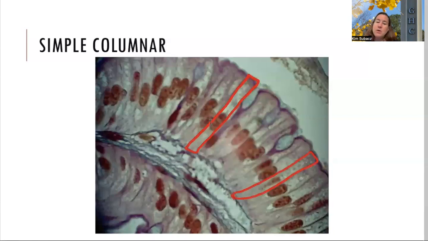Simple columnar tissue. What is their location? This particular slide is of the intestines, so the GI tract. And then what is the function? Secretion and absorption, these cells secreting things. If we're talking about the intestine, these guys could be brush border cells that secrete all sorts of enzymes that help you break down and digest your food.